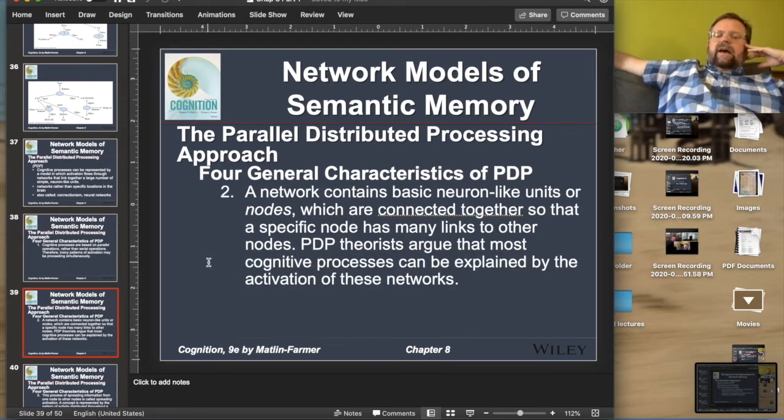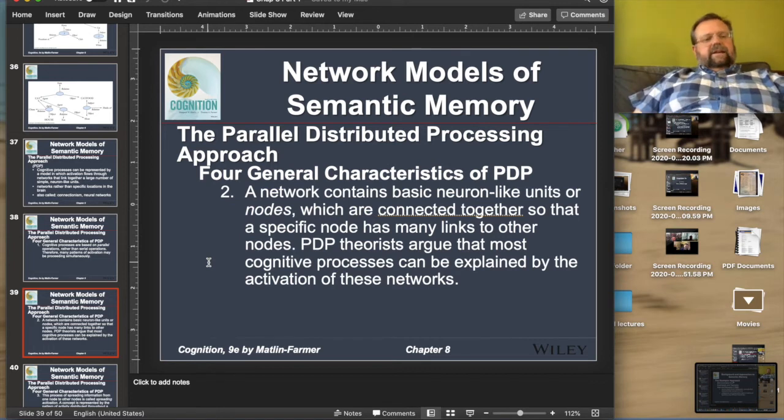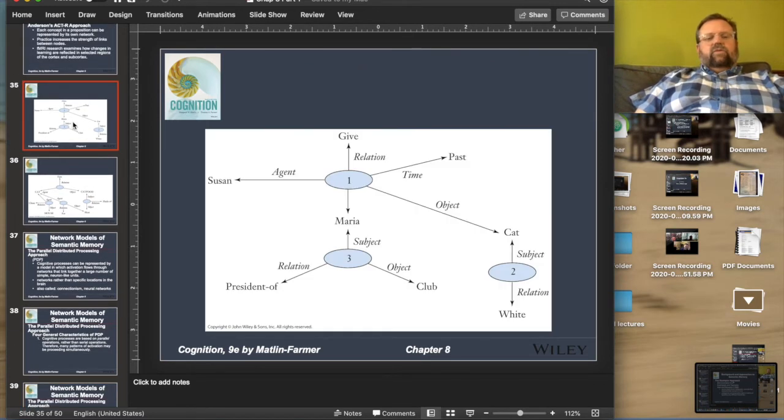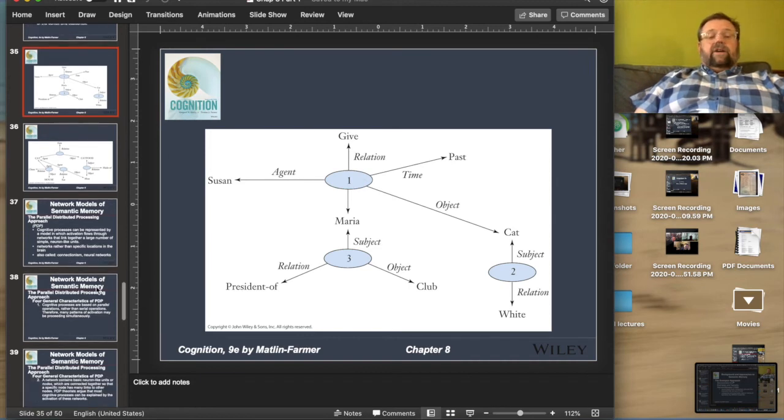So, secondly, the network contains basic neuron-like units, or nodes, which are connected together so that a specific node has many links to other nodes. PDP theorists argue that most cognitive processes can be explained by the activations of these networks. So the idea, even going back to this example we were looking at before, is that this kind of setup is distributed among a network of different neural connections. And it's those neural connections working in parallel, or at the same time, that allow us to see the different kinds of information that we have.